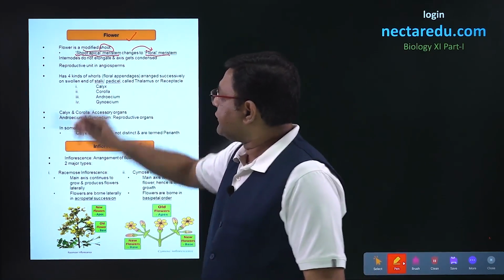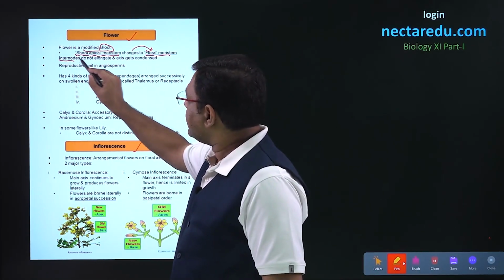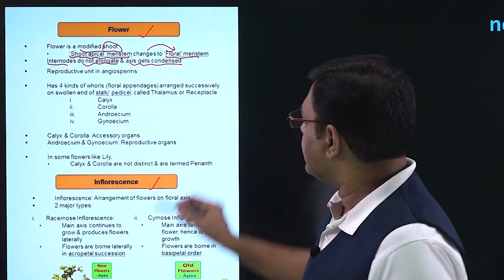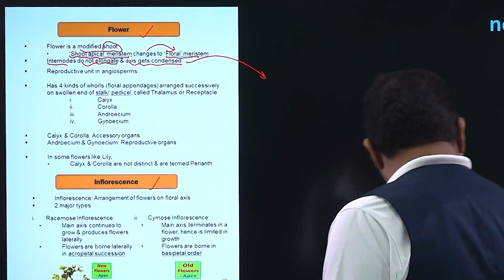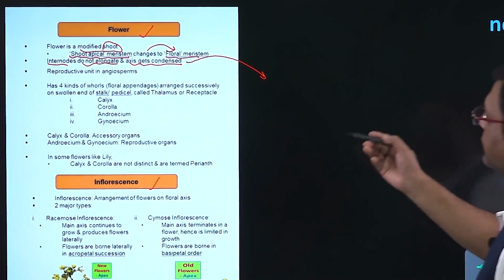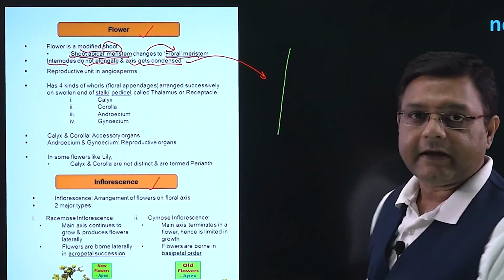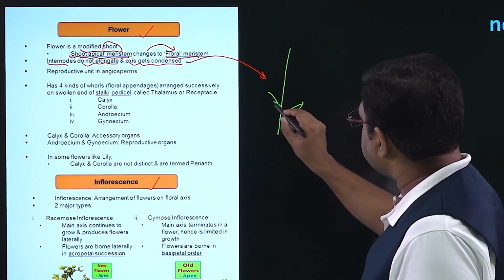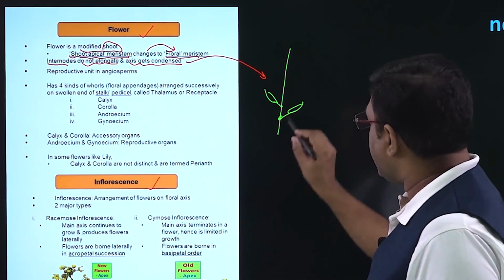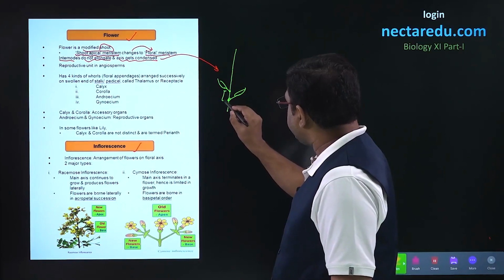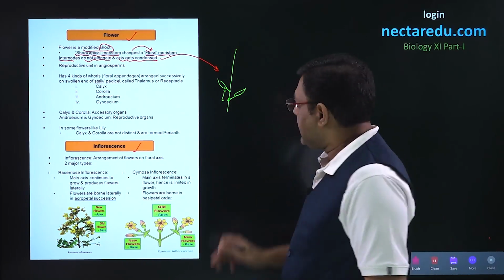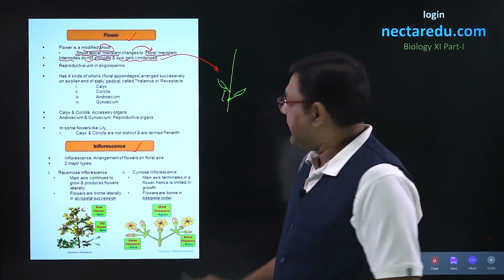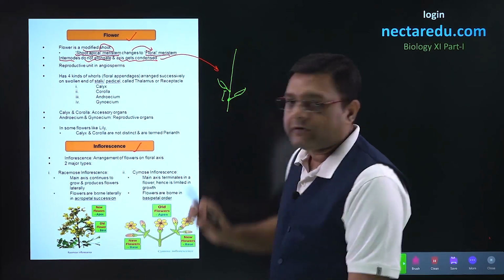Now, in the case of a flower, there will be internodes which do not elongate and the axis will get condensed. We can understand this point with the help of this diagram. Normally, if this is the stem, the points from where leaves arise are called nodes, and the point between two nodes is called an internode. Now, if shoot apical meristem changes to floral meristem, in this case these internodes will not elongate.